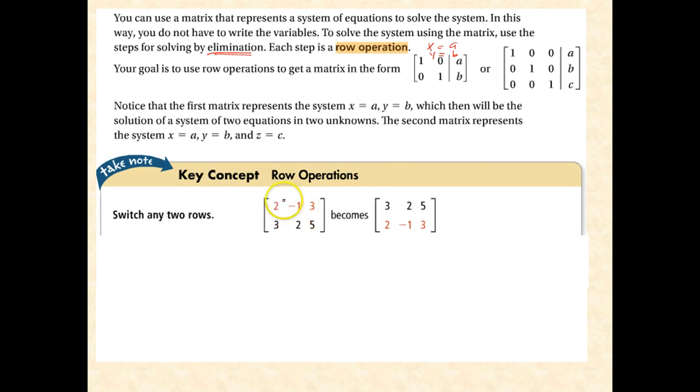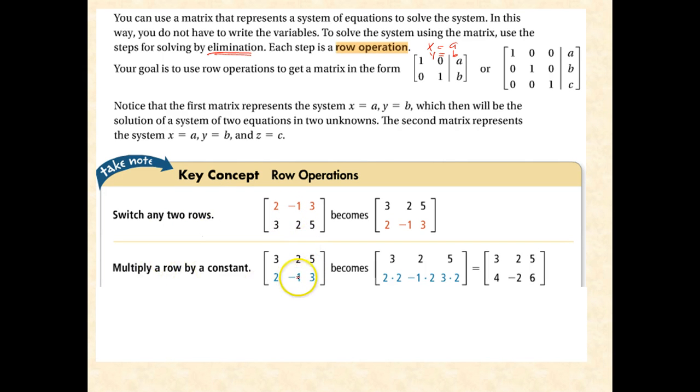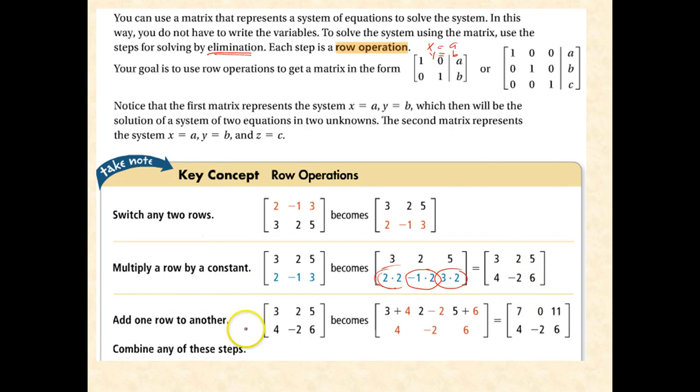So row operations are like this. You can switch any two rows. Okay, you can just switch spots. You can multiply a row by a constant. So if we multiply the bottom row by 2, it becomes 2 times 2, -1 times 2, 3 times 2. We get 4, -2, 6. You're allowed to do that. You can add one row to another. So we can add row 2 to row 1. We get 3 plus 4, 2 plus -2, 5 plus 6. We get 7, 0, 11. And you can combine any of those steps.